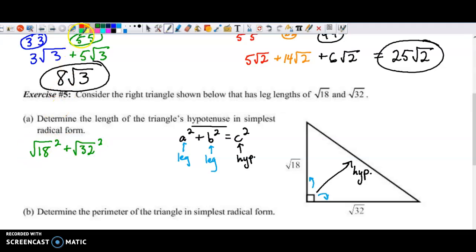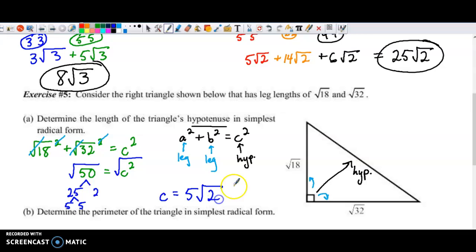Well, the square root and the squares, I think we've learned already, cancel each other out, is equal to the hypotenuse squared. So 18 plus 32 gives me 50. And to solve a square problem, we have to square root. So in simplest radical form, the hypotenuse, you have to break it down, 25 times 2. 25 breaks down as 5 and 5. I feel like we've done this problem a lot, breaking down the root 50. But simplest radical form will give you 5 root 2.